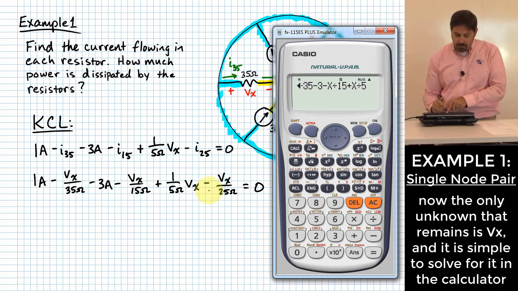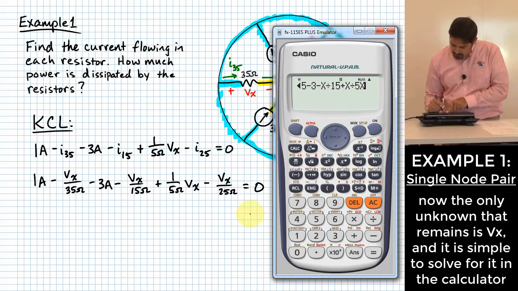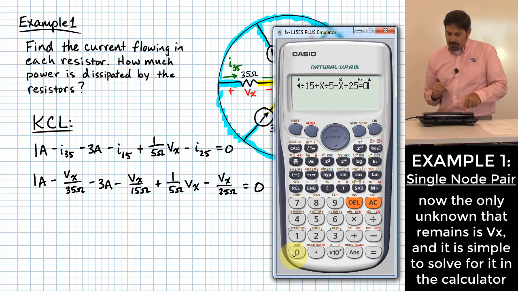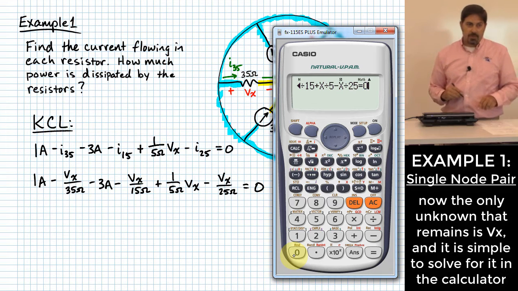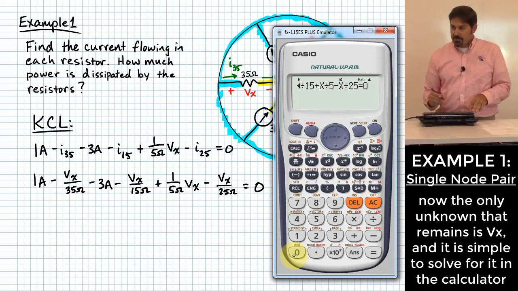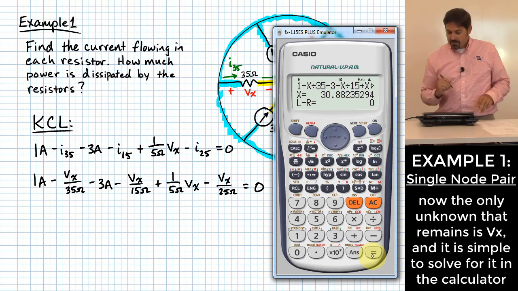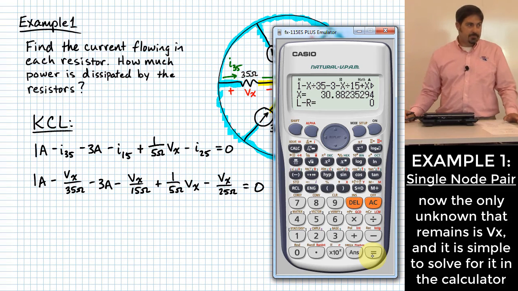And then my last term there, I'm going to do minus x over 25 equals 0, right? So I don't necessarily need to manipulate this equation by hand or anything like that. I can just directly put that in there and hit solve. And it will tell me what that Vx value has to be.